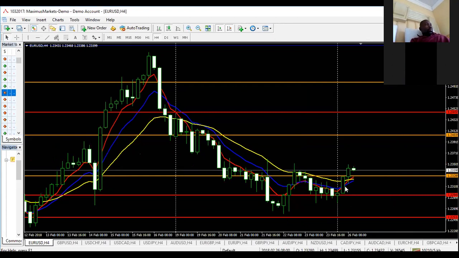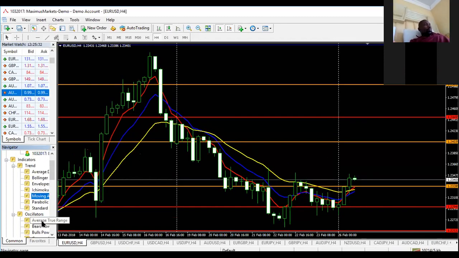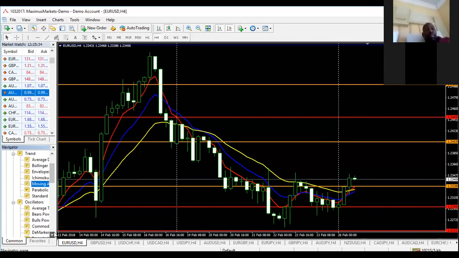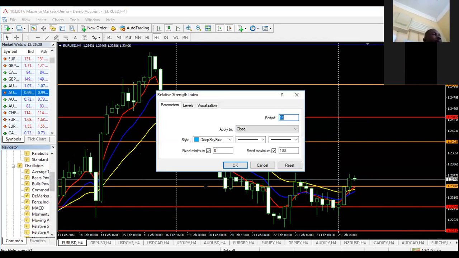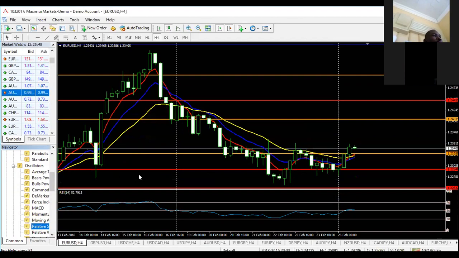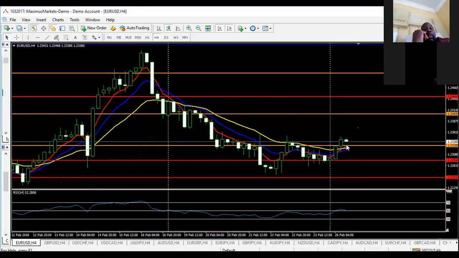So once you come to this trade, because the moving average is telling you to buy, let's check the RSI. What is the RSI, the relative strength index, telling us? Okay, it's in the buy region. The relative strength index is in the buy region. So when you come into this trade, you're buying.